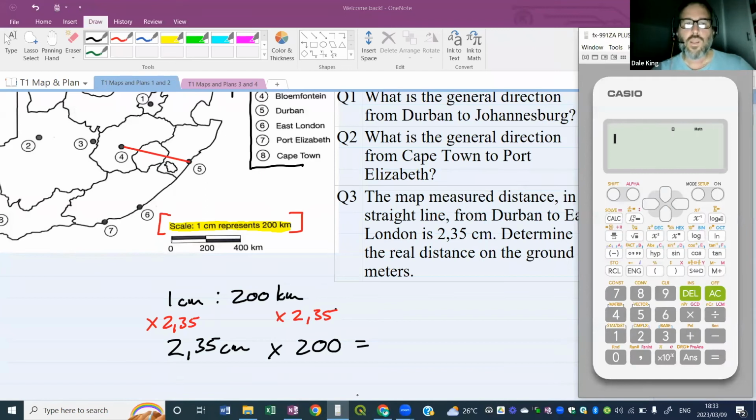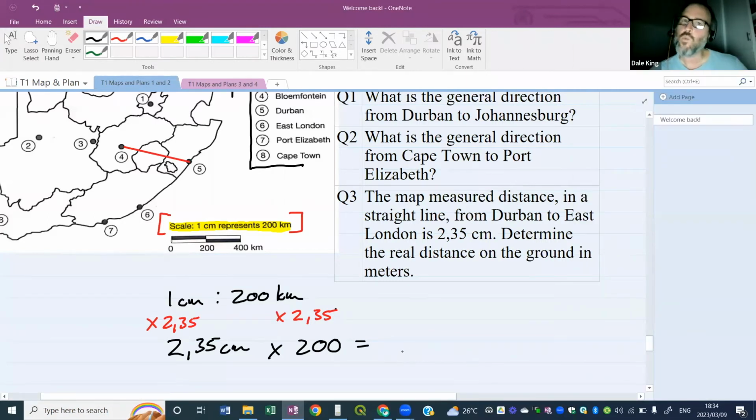Okay. Just remember that when I do this using this scale, I should get kilometers, hey? So 2,35 times 200 gives me 470. But 470 what? This is what Kia always says. Remember your units. So you guys are getting an answer 470. Well, you're on the right track. But if you wrote the units down, you might see that, oh, hold on. I'm not done yet. Because this question wants meters and my units are in kilometers. So I still got to take this a step further.